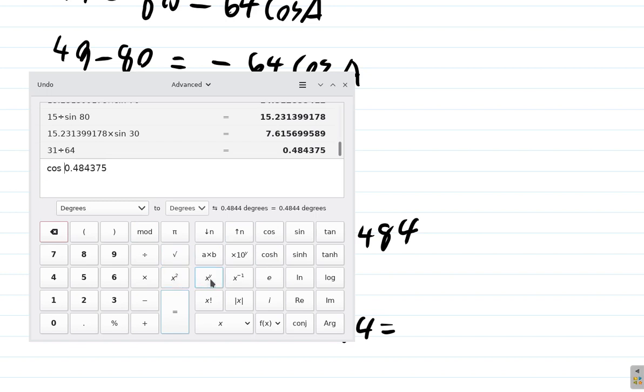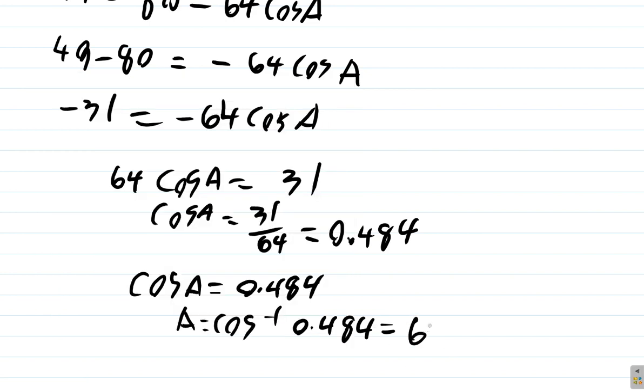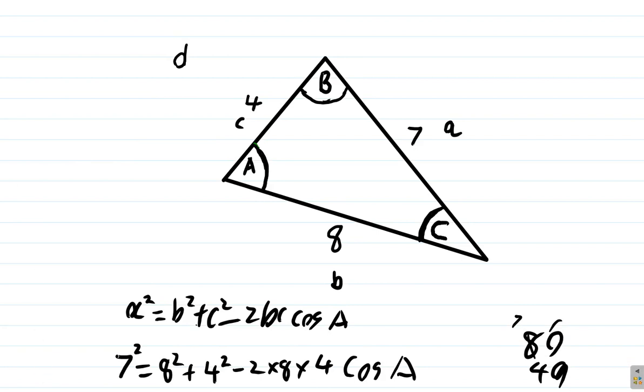Cos inverse of 0.484 equals 61 degrees. 61 degrees, right? So A is 61 degrees. You see that? Was that what you got? Let's find another angle now.